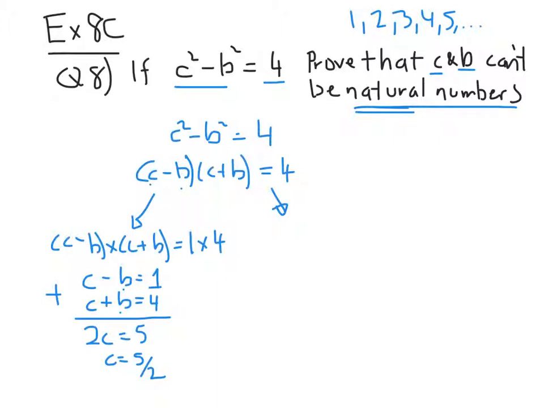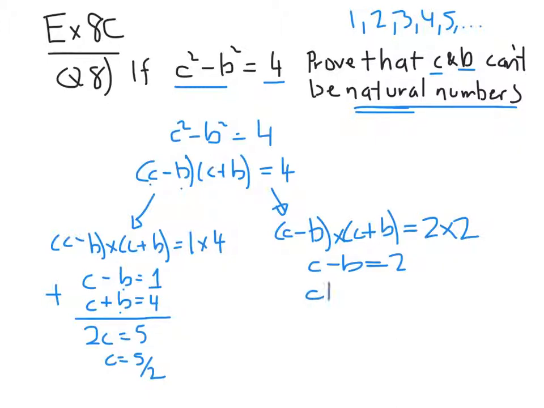Now on the other hand, what we could do is we could say c minus b times c plus b could be equal to 2 times 2. Now that would mean c minus b could be equal to 2, and c plus b could be equal to 2, which when I add those two simultaneous equations together, I get 2c is equal to 4, which means that c was equal to 2. And if c was equal to 2, that must mean b is equal to 0.